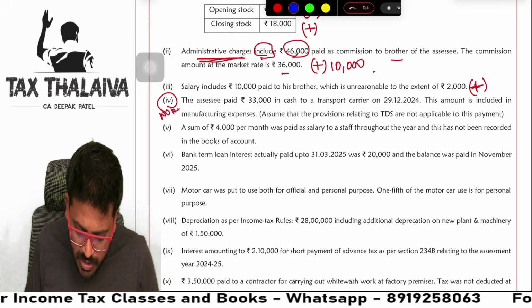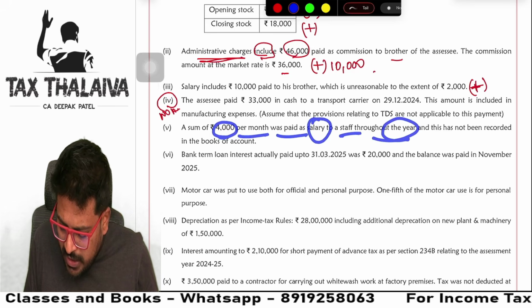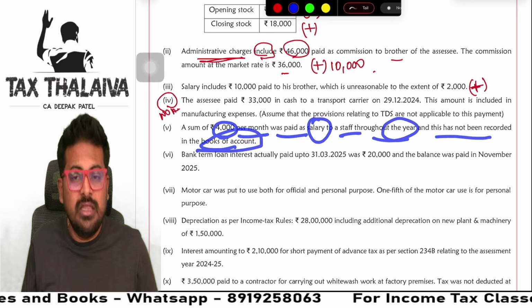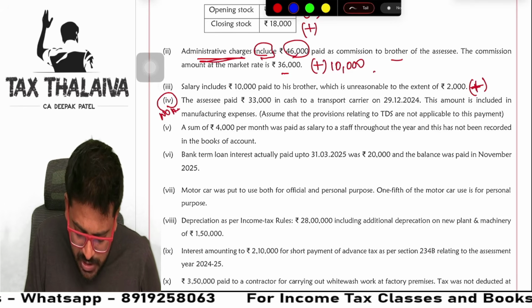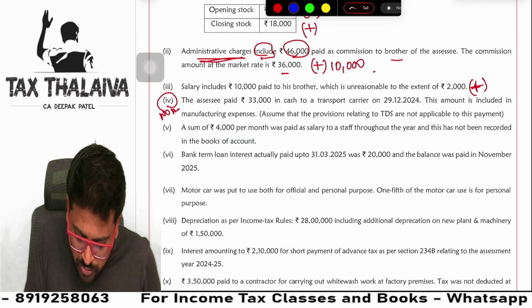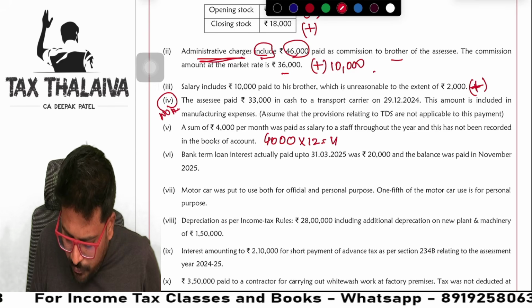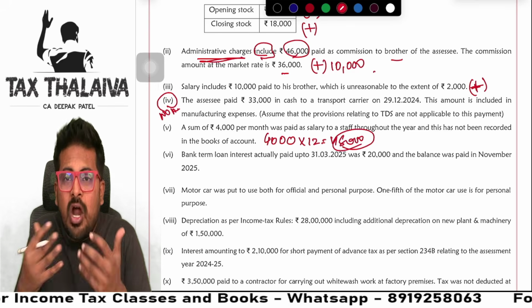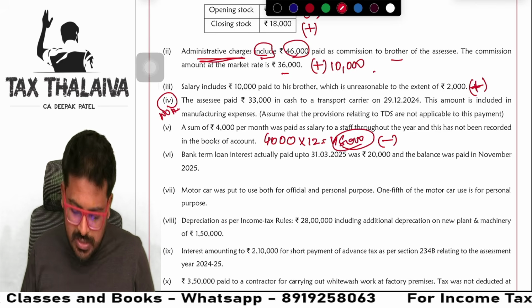Next, a sum of 4,000 per month was paid as salary to staff throughout the year, and this has not been recorded in the books of account. Guys, from the profit and loss account, you forgot one expenditure, which is the salary you paid, 4,000 per month. So 4,000 per month means what? Very simple. 4,000 into 12, that will be 48,000 rupees. You forgot to claim the expenditure, so you will reduce it from your profit and loss account profit.